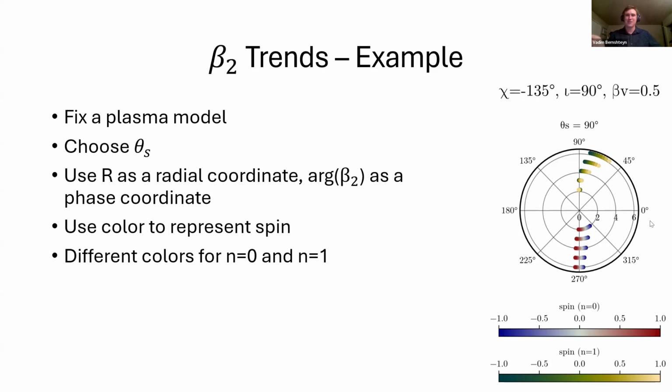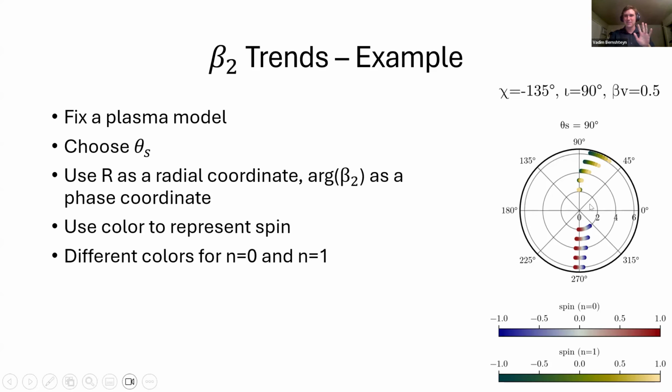The way we decided to visualize information is using the polar plots. Here, the radial coordinate in the plot is the emission radius. The angular coordinate is the argument of beta-2. We fix all other parameters except spin. And when we vary spin, we denote this by color. And n equals 0 and n equals 1 are two different color schemes.